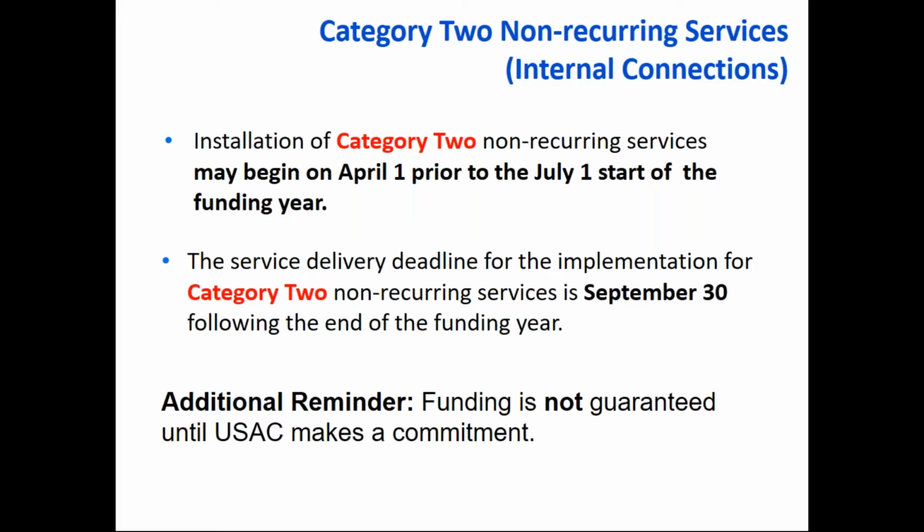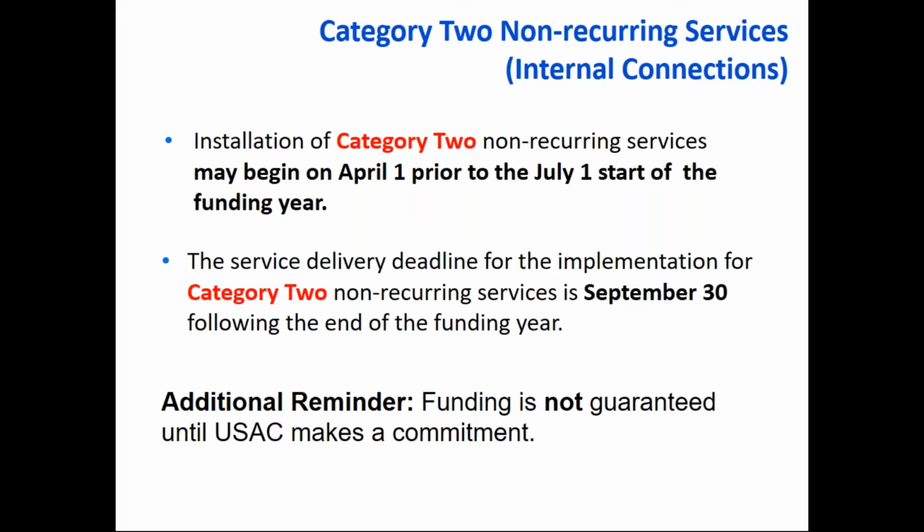Now, I want to caution, remember, funding is not guaranteed until USAC issues a funding letter. So if this is equipment that you're only going to purchase if you get a positive funding decision, then you obviously have to wait until you get that funding letter. If it's a piece of equipment, maybe your router is beginning to fail, so you've got to replace it regardless, then there's no reason to wait. So again, you can start, like I said, as early as April 1st.